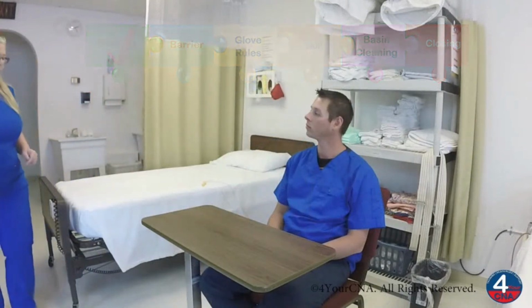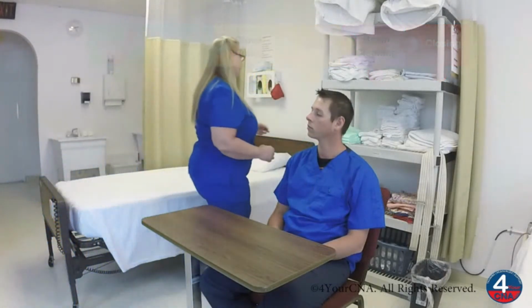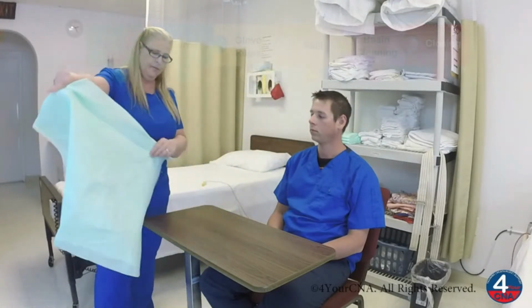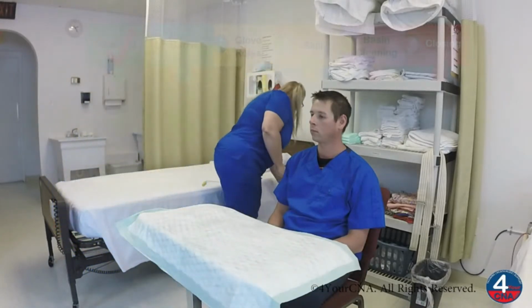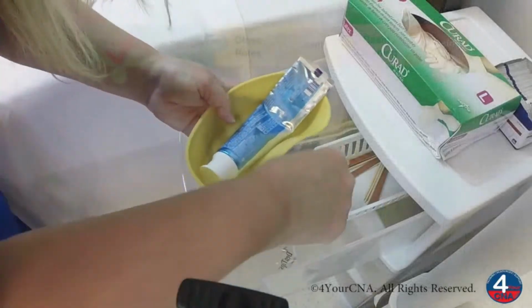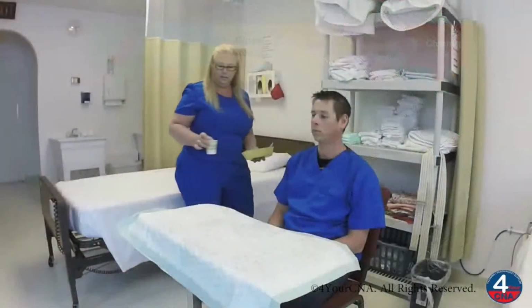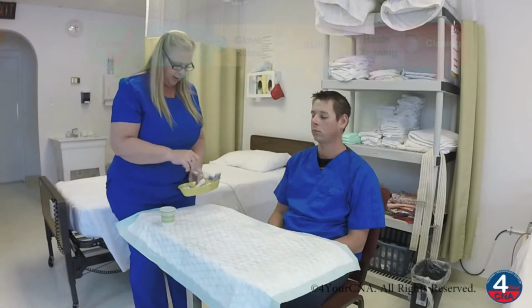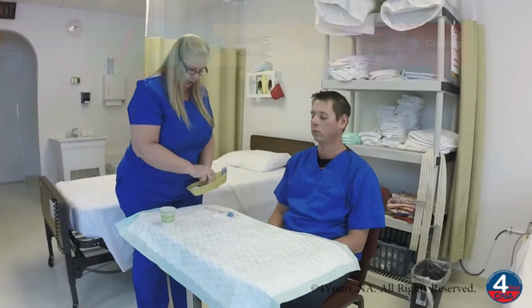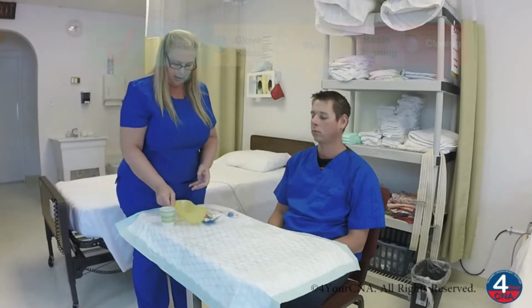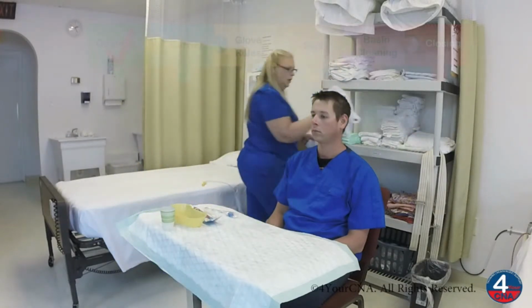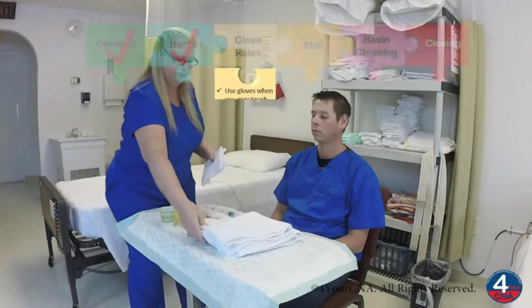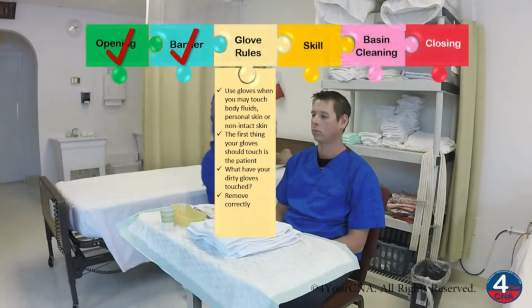Okay, Mr. Jones. I'm going to place a barrier on the table so we have a clean area to place the clean supplies. And then I'll gather the supplies that I need. We'll need a cup of water, a toothette, a denture brush, toothpaste, a basin, a washcloth and a towel, and 2 sets of gloves.